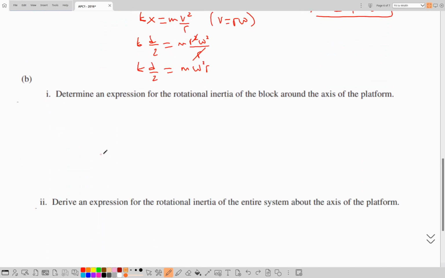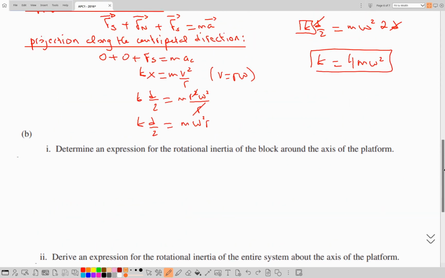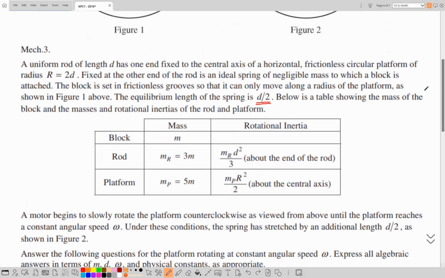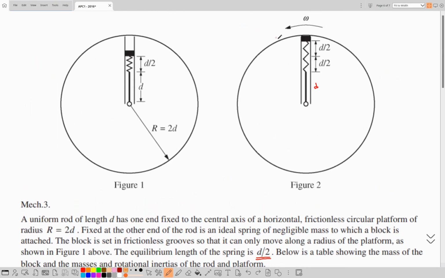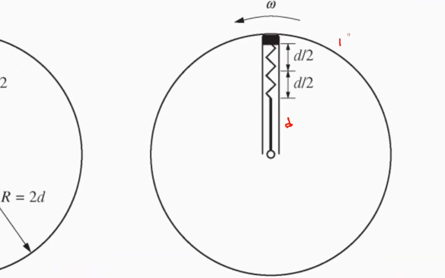Now in part B, idea 1, determine an expression for the rotational inertia of the block around the axis of the platform. As we have mentioned at the beginning of the exercise, the block is a particle, and the rotational inertia of the particle is given by m r squared. r represents the distance from the block to the axis of rotation. Then again, this is m, the double of d to the power of 2, which is basically 4 m d squared.